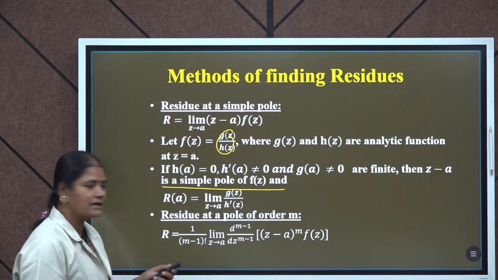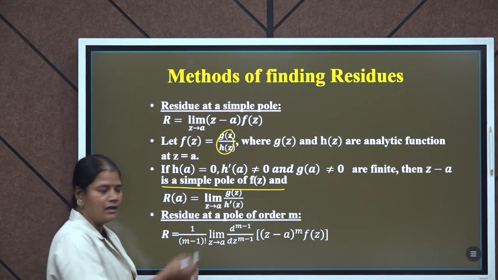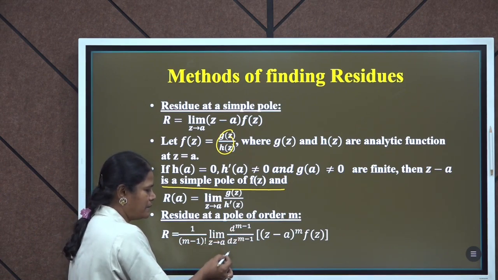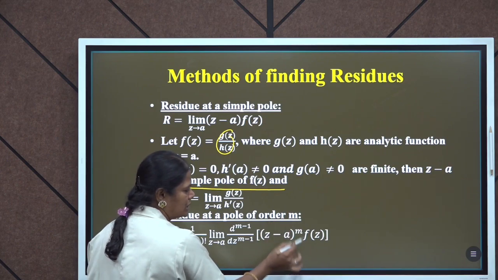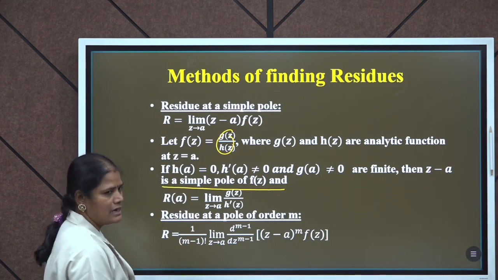Then we can go for the next formula, for a pole of order m: 1 by (m minus 1) factorial, limit z tends to a, d power m minus 1 divided by dz power m minus 1, of (z minus a) the whole power m into f of z. So we have three formulas for finding the residues.